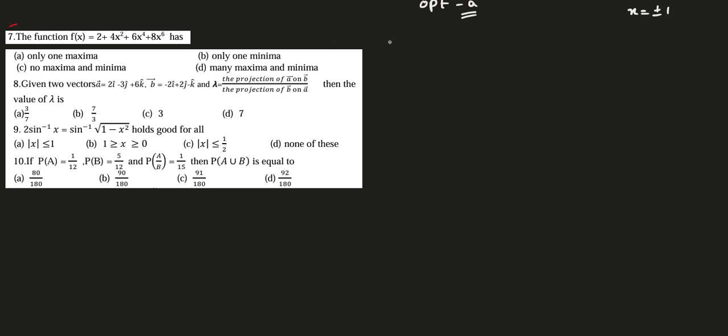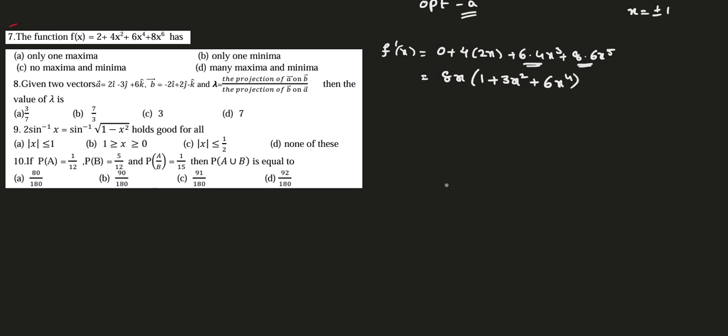Now see, first I'm going to do the first derivative, f dash x. For 2 it is 0. And next, 4 into 2x, 6 into 4x cube, 8 into 6x power 5. In this I can take common 8x: 8x times 1 plus 3x squared, and 6 eights are 48, I took out 8, so 6x power 4. Now to get the critical points, let f dash x be equal to 0.